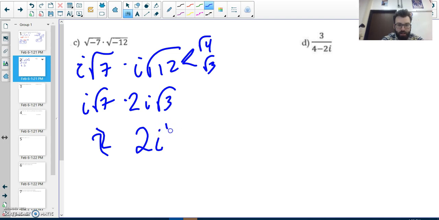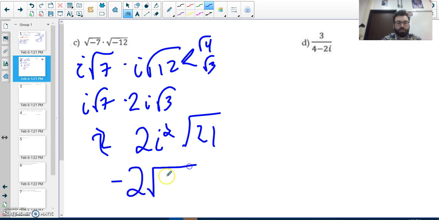2i times i gives me 2i squared. There it is. Root 21. I squared is negative 1, so it's negative 2 root 21. There you go.